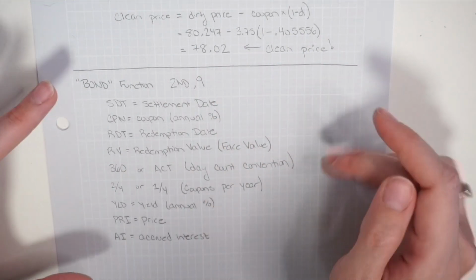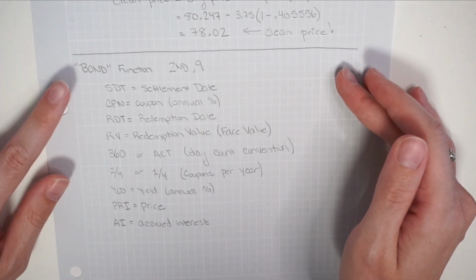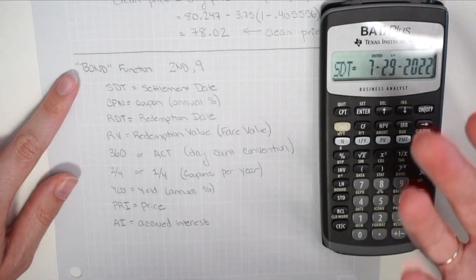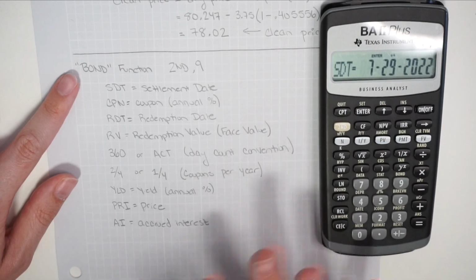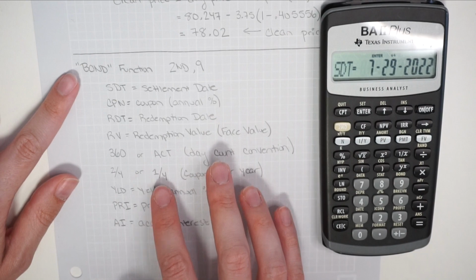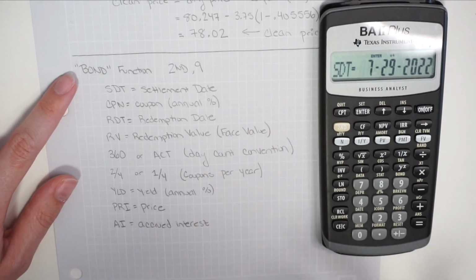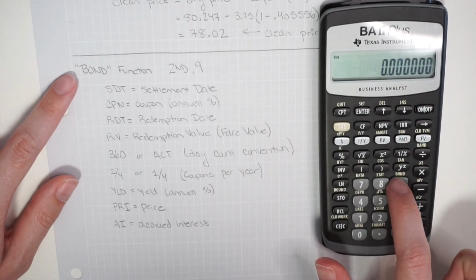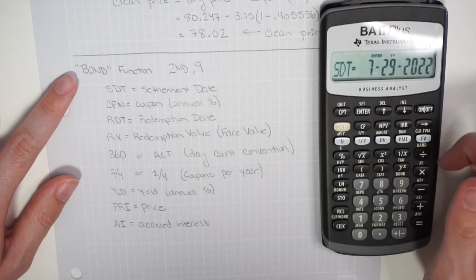Now, next up, another method that you can use is the bond function. So what's nice about these financial calculators is they have a built-in bond function where you can program in the settlement date, redemption date, price, number of coupons per year, all those sorts of different variables. And it'll give you either the price or the yield or accrued interest, whichever variable you want to calculate. So where you find it is you're going to go second, then 9. And when you scroll through here, you're going to see a whole bunch of different bond inputs.